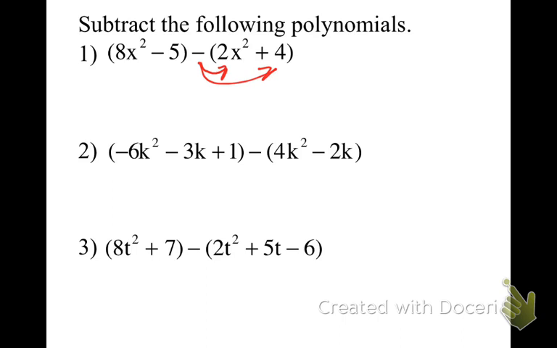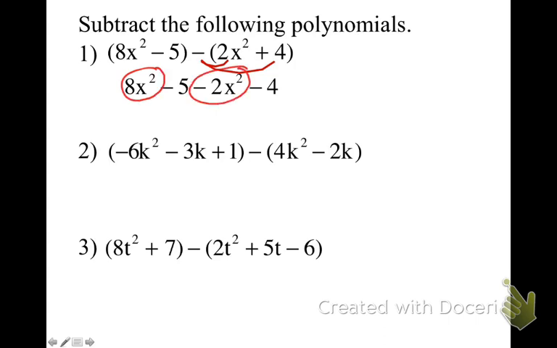And so it becomes 8x squared minus 5 minus 2x squared minus 4. Then I combine like terms. Remember, we go in order of the exponents. I take my largest exponents: 8x squared minus 2x squared makes 6x squared. Then we take our constant terms: negative 5 and negative 4 make negative 9, and that is my simplified answer. And we are done. There's nothing else we can do.